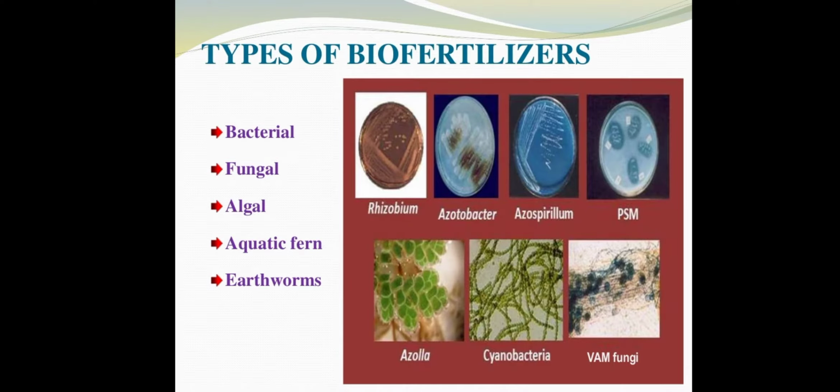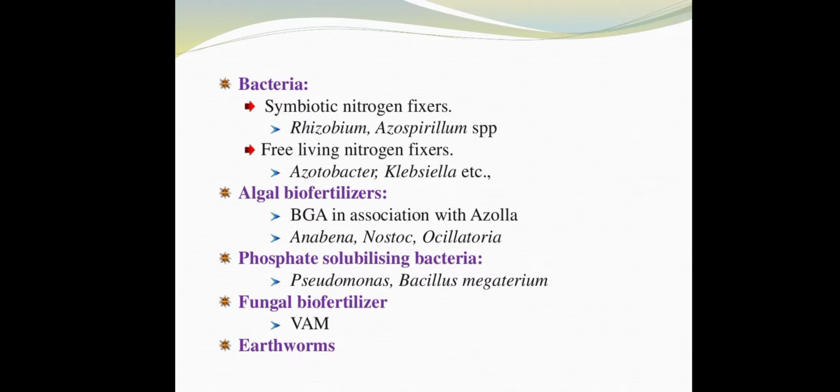Then coming to the types of biofertilizers, we have biofertilizers containing bacteria, fungal, algae, aquatic fern and earthworms. Then coming to bacteria, the biofertilizers having bacteria. For these, examples will be symbiotic nitrogen fixers like Rhizobium, free living nitrogen fixers like Azotobacter, algal biofertilizers like BGA in association with Azolla, phosphate solubilizing bacterium, primarily Pseudomonas, then fungal biofertilizers like VAM, earthworms, etc.